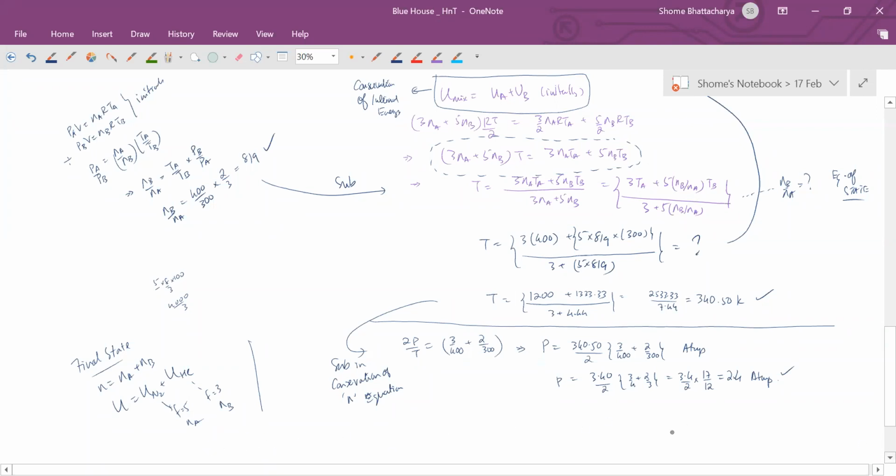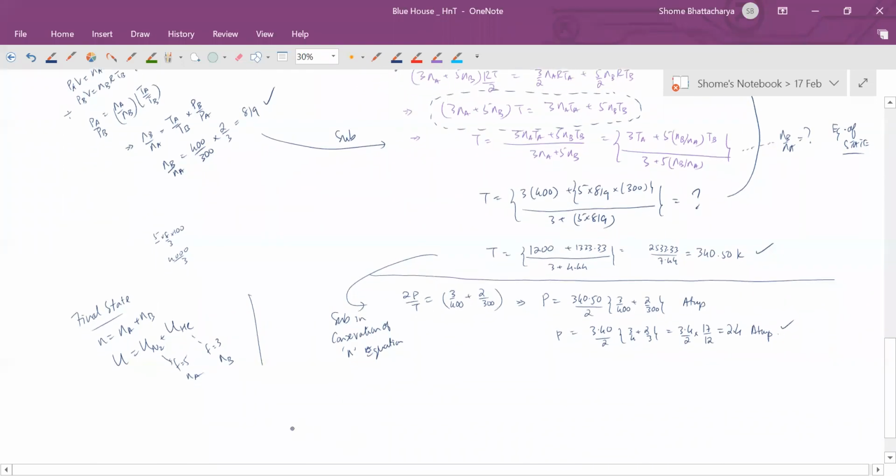See, for the final mixture, Samarth, what is happening is pressure into 2V is equal to nRT, where N is equal to Na plus Nb. Okay. And the total internal energy is Na into 3 by 2 RT plus Nb into 5 by 2 RT. This is logically how the internal energy is. Because these many molecules exist at a temperature T and they have degrees of freedom 5. And these many molecules exist at a temperature T and they have degrees of freedom 3 or whatever.